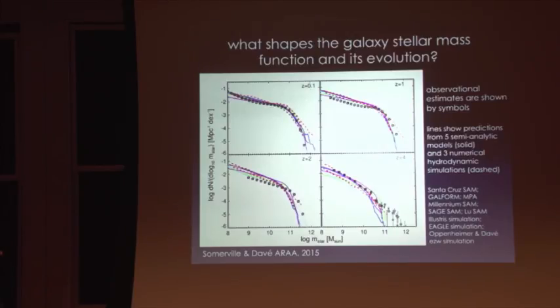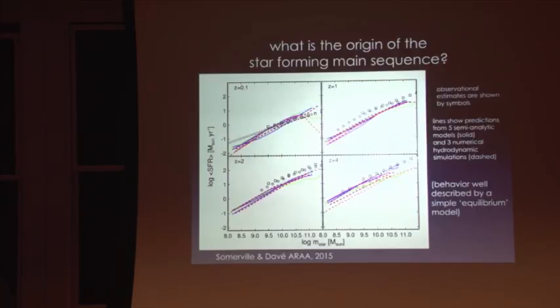Okay. So there's a whole bunch of these comparisons of different things in the review article. Here's just one more example. This is the star-forming main sequence, star formation rate versus stellar mass. Again, the symbols show observations. And once again, the model predictions are very convergent, although they are starting to diverge a bit as we get up to redshift 4. And very interestingly, one can describe the behavior of these very complex, very expensive simulations by an even simpler model than a semi-analytic model. This is sometimes called the equilibrium model, or the bathtub model. Some of you may have heard these names bandied around.